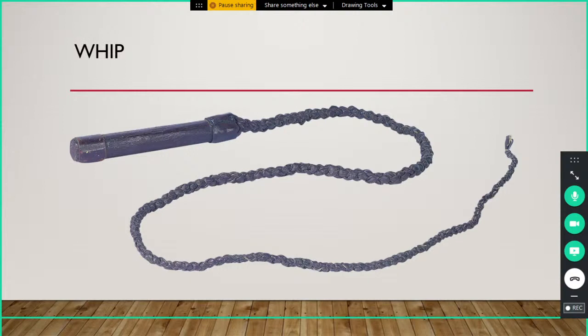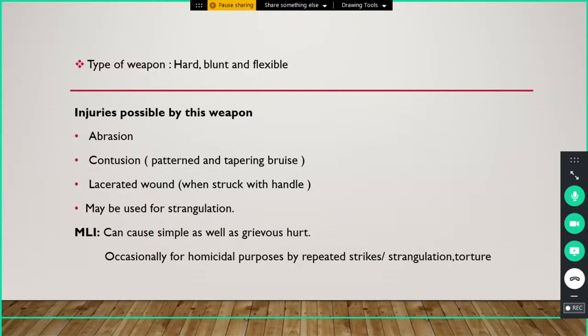This is whip. This is a hard, blunt, and flexible weapon, can cause abrasion, contusion, laceration when struck with the handle, and may be used for strangulation also. It can be used for homicidal purposes by repeated strikes, strangulation, and for torture.